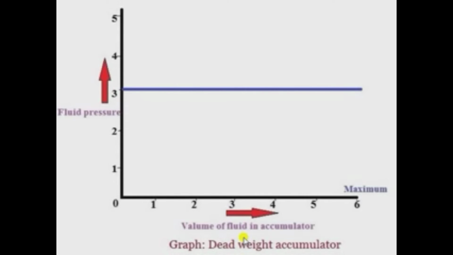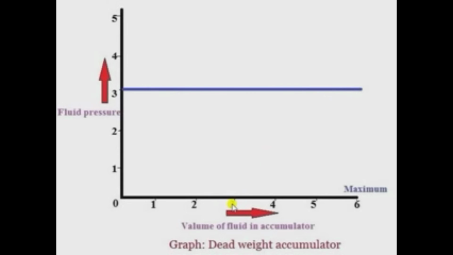Now we will discuss the graph of the dead weight accumulator. The x-axis is the volume of fluid in the accumulator and the y-axis is the fluid pressure in the accumulator. Irrespective of the increase or decrease of the fluid in the accumulator, or the movement of the piston inside the accumulator, the fluid pressure inside the accumulator is constant throughout the process.